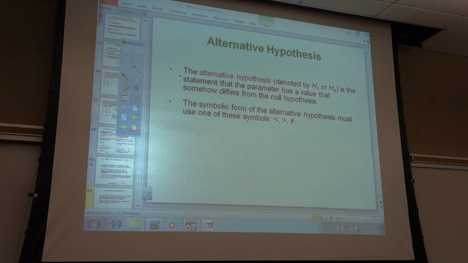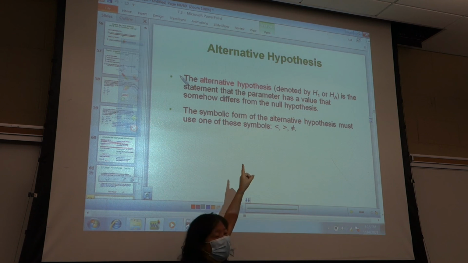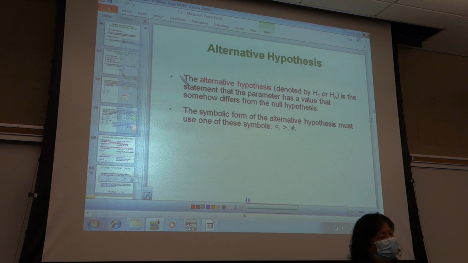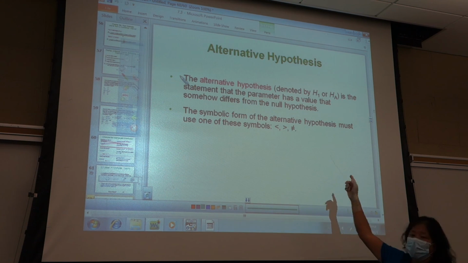H1, the alternative hypothesis, H1 or HA, is some alternative hypothesis. It's going to be something different, which means that it's going to be either less than, greater than, or not equal to. H naught is always going to be equals, so H1 will always be some other symbol: less than, greater than, or not equal to. Always.